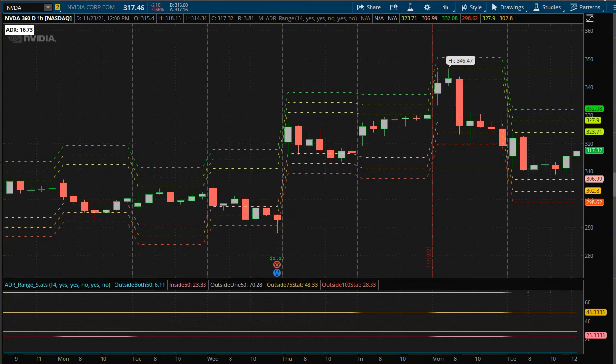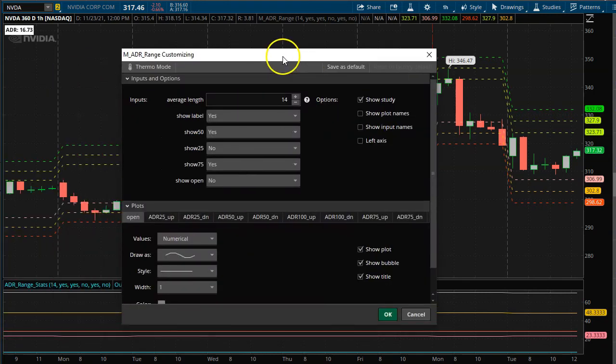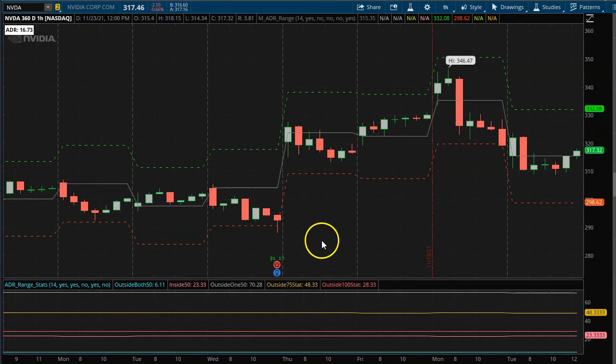Let's take a look at the inputs for this study. You could input the number of days over which to calculate the average daily range. You can show this label or hide it. You can show the 50, a 25 line, a 75% line, or the open line. So if we adjust some of these, it now shows the open for the day and the 100% positive and the 100% negative ADR line.